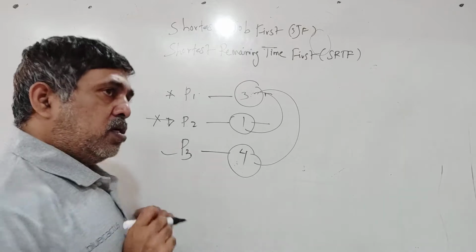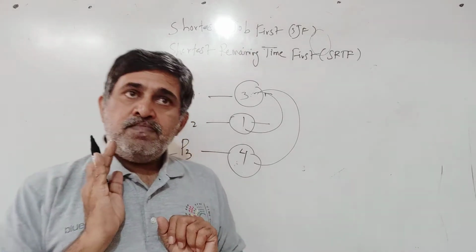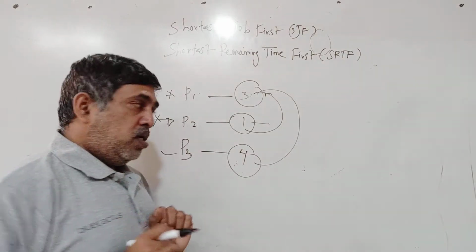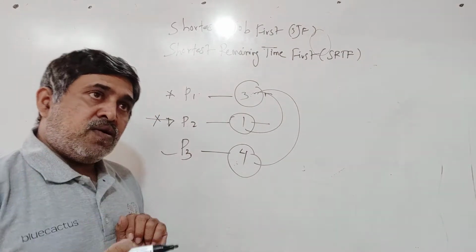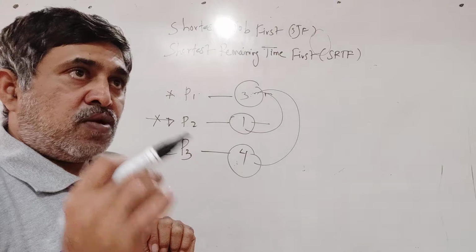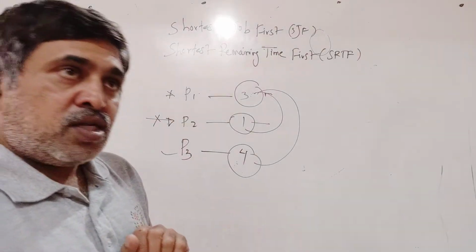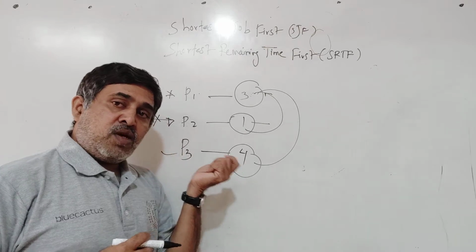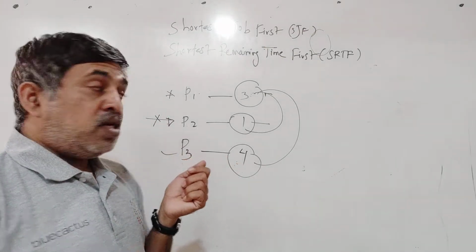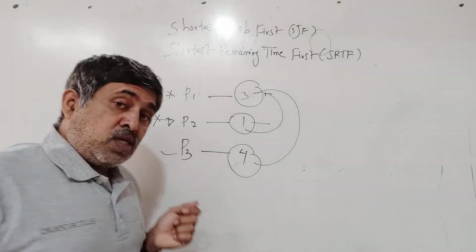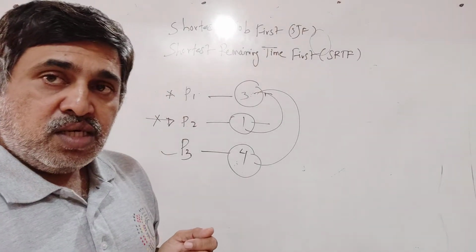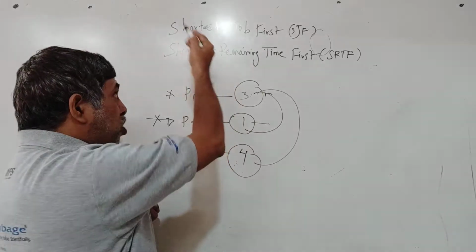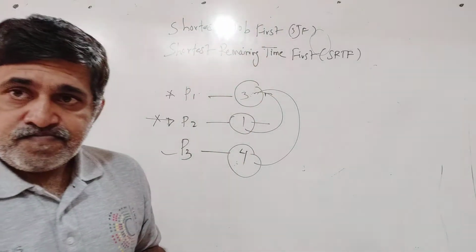This way, a process with minimum execution time, it is also called as burst time. Time required for execution of a process is also called as burst time. So the process with minimum burst time is always taken up for execution, and that is how your shortest job first, or SRTF algorithm, works. That is the meaning of shortest job first algorithm.